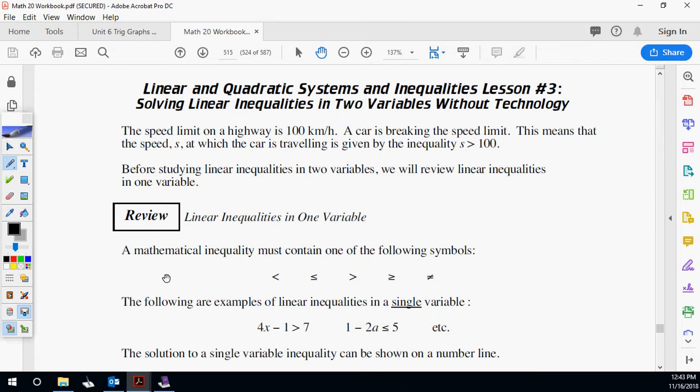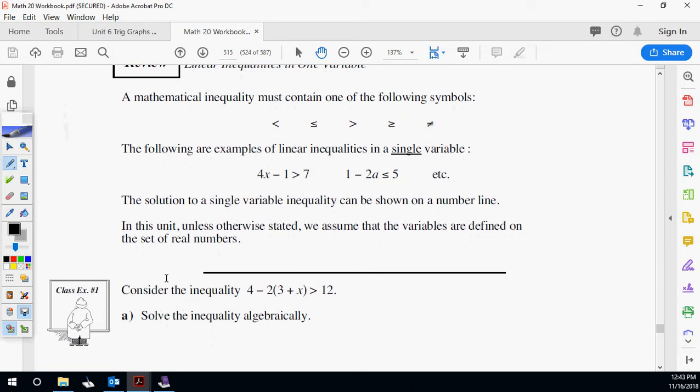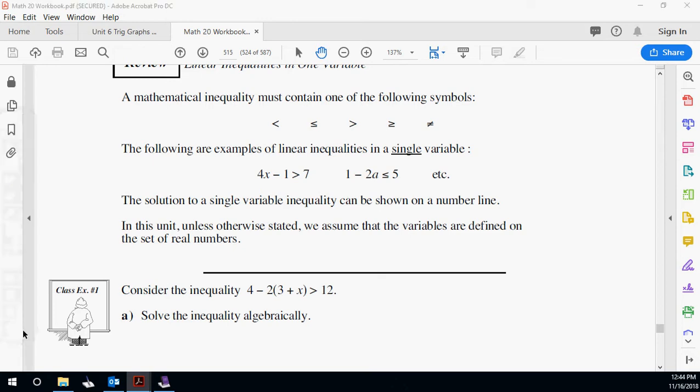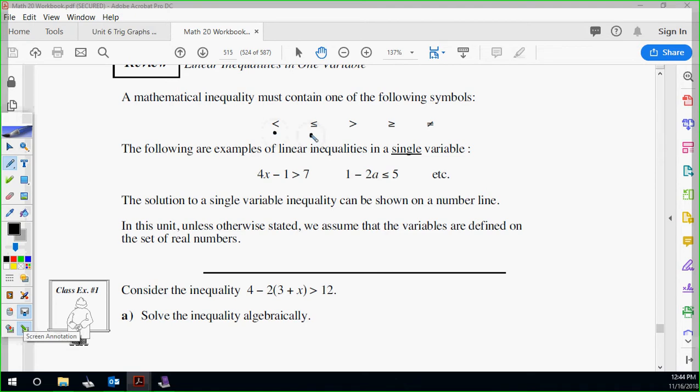Before studying linear inequalities in two variables, we'll review linear inequalities. So just remembering your signs is important. You read these in terms of their order. It doesn't matter how you write it, but you read it the same way. Whenever the pointed side is on the left, that's your less than, read left to right. So you've got less than or equal to, greater than or equal to, and then not equal to is the other one. So there's only 5.